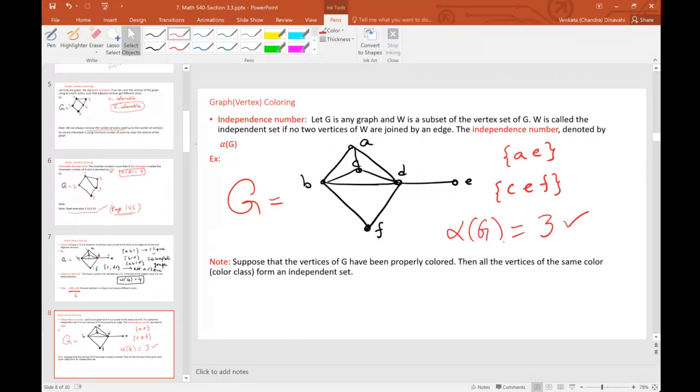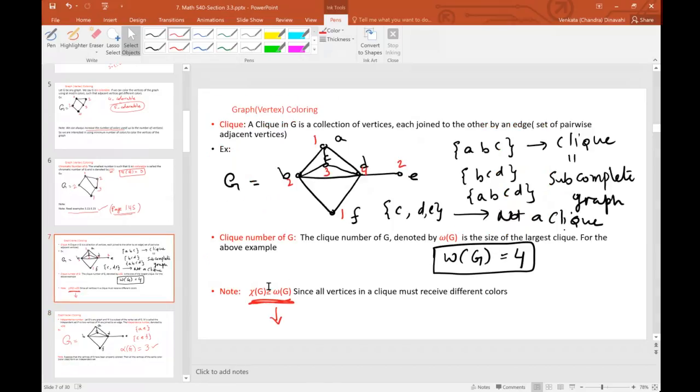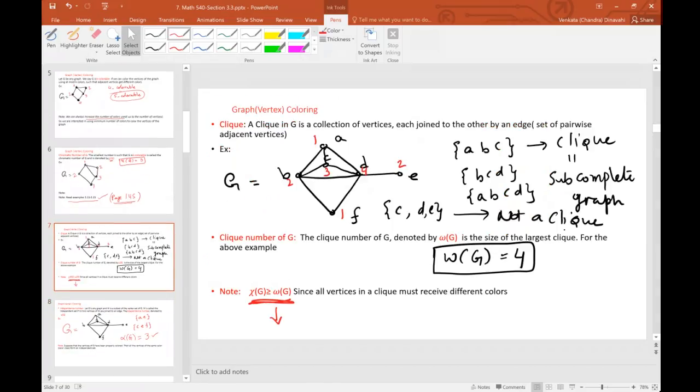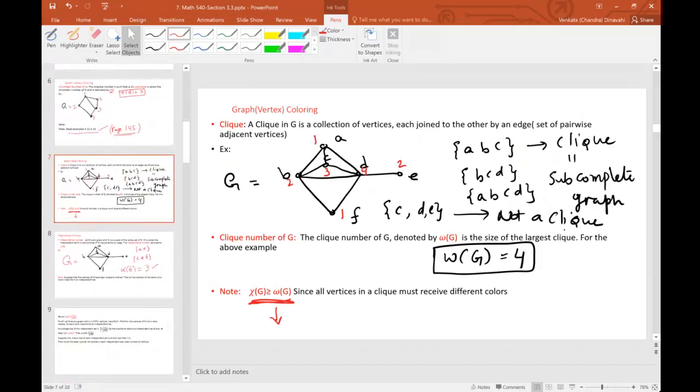You can see that since A and E have no edge, I can give them the same color. For C, E, and F, I can color all of them with the same color. So there should be a link between independence number and chromatic number. And that relation is not as straightforward as this, and that relation I'm going to prove in the next slide.